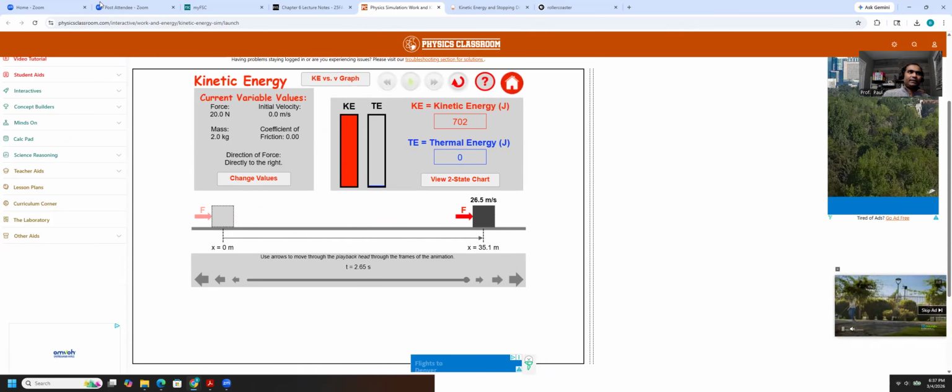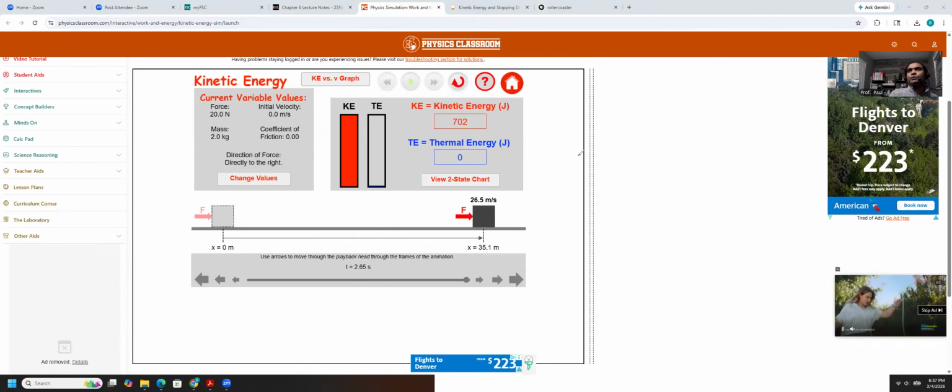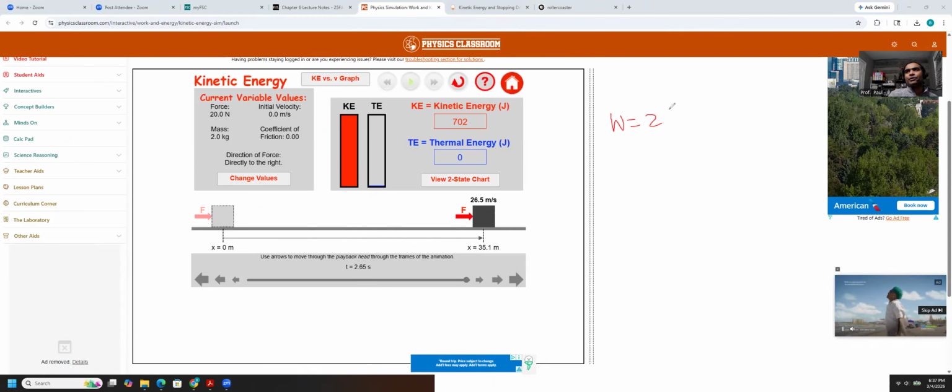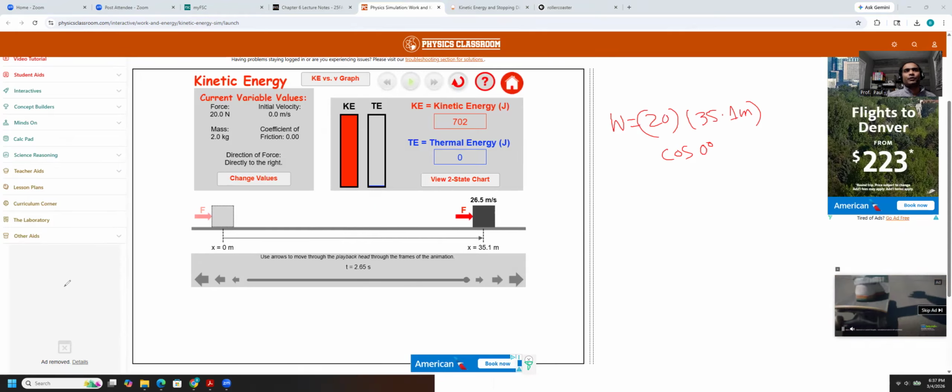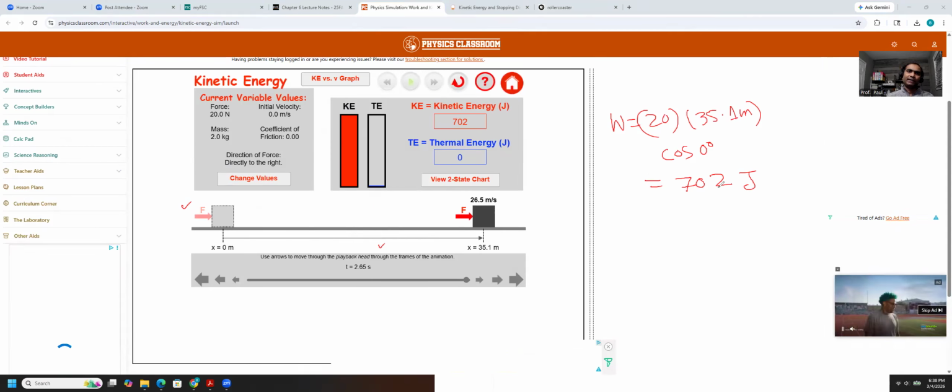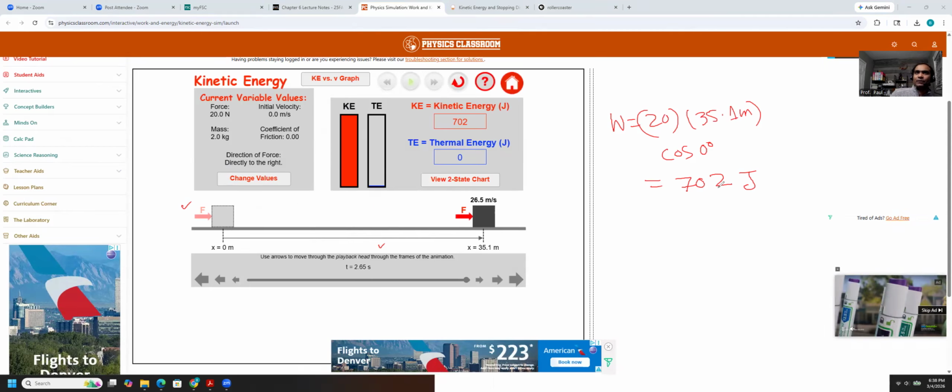Here, if I write, this will be W equals F, which is 20 Newton, D is 35.1 meter, and cosine theta is cosine 0 degree, right? Because this is the force and this is the displacement, both are in the same direction, and cosine 0 degree equals 1. If you do this math, it will be approximately 702 joule. So the work done, by the definition we just learned, is equal to 702 joule.